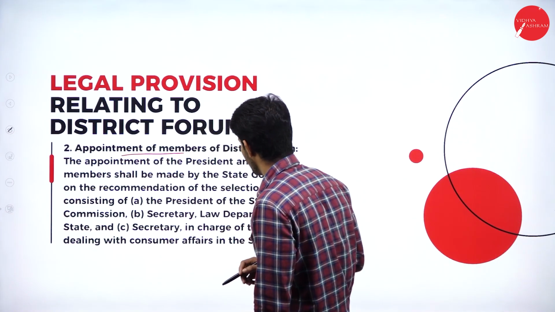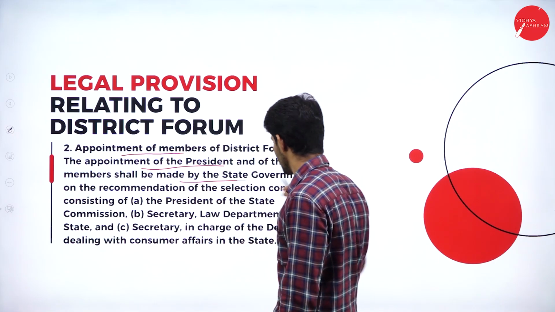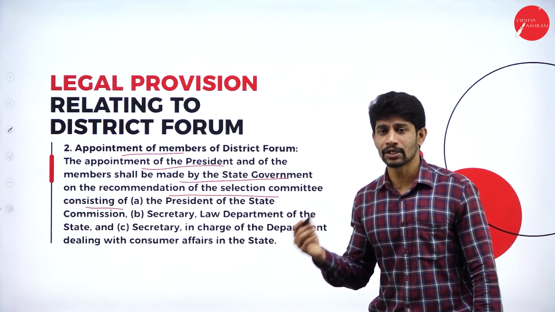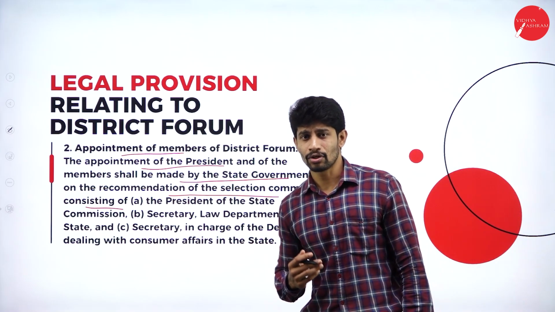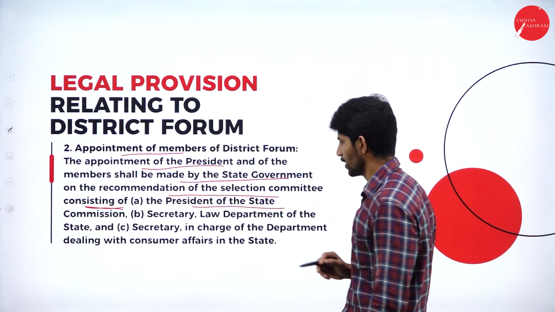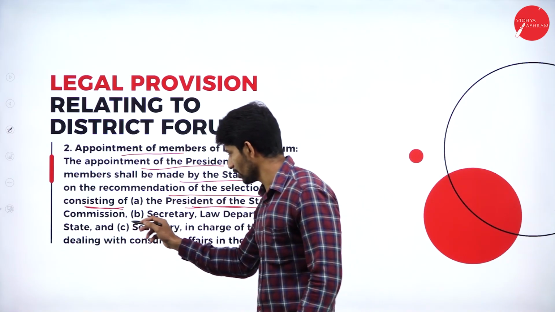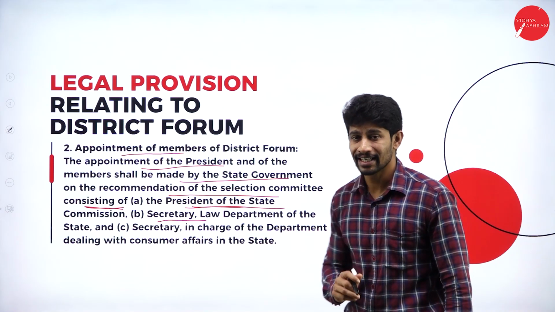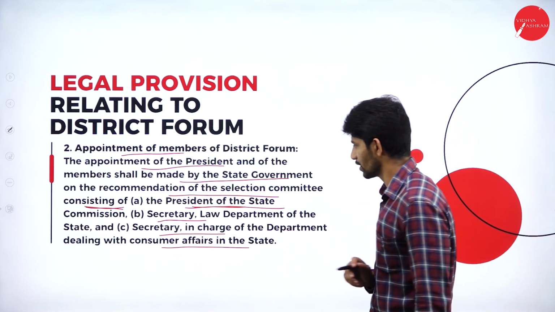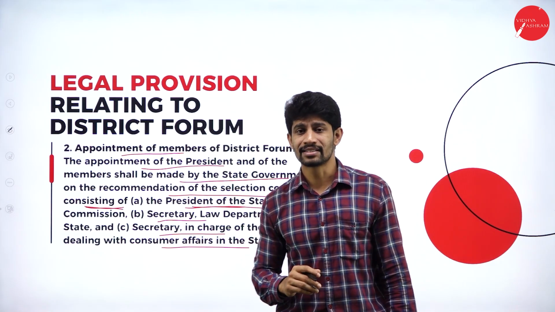And the appointment of members of the District Forum. How will they be appointed? The appointment of the president and the members shall be made by the state government on the recommendations of a selection committee consisting of the president of the state commission, the secretary of the law department of the state, and the secretary in charge of the department dealing with consumer affairs in the state. So these three people are going to recommend the president and the other two members of the District Forum.